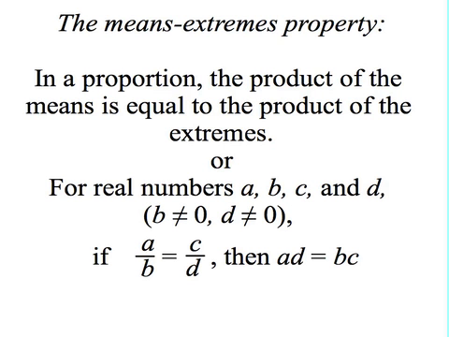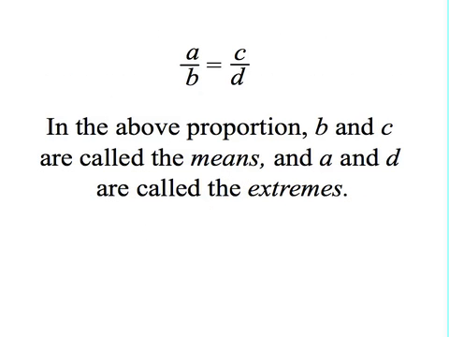But perhaps we need a couple more definitions. Means and extremes. Well, you've probably heard these words before, but in a proportion, such as this one, the b and c are called the means, and the a and the d are called the extremes.